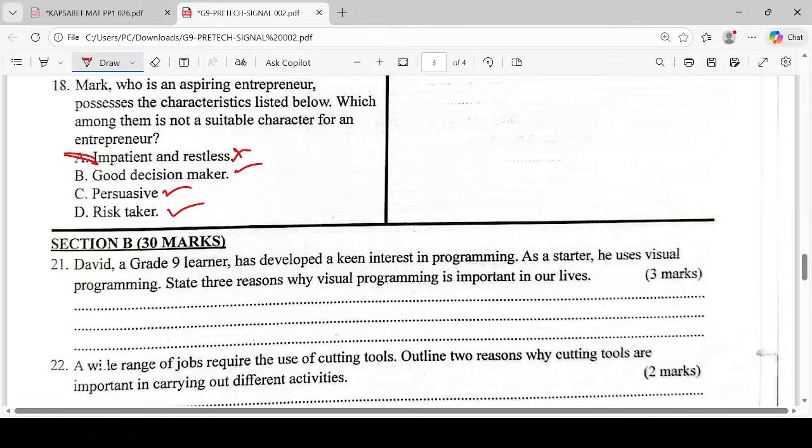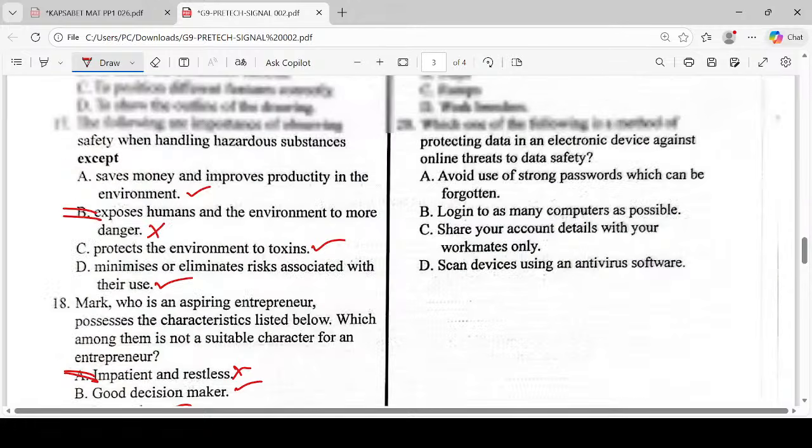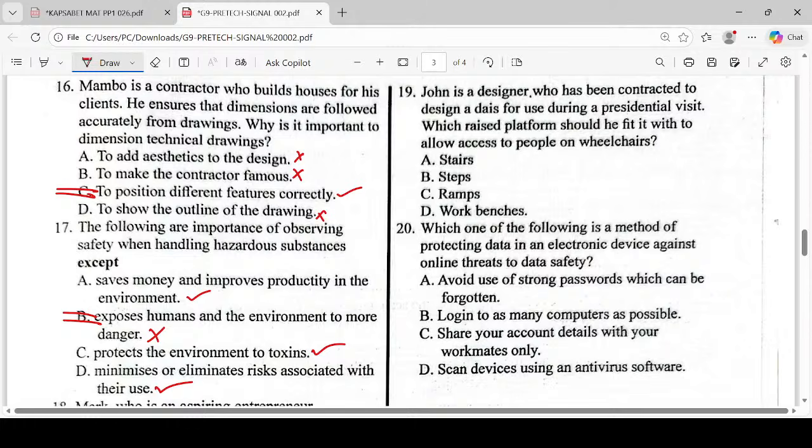Let us proceed to question number 19. John is a designer who has been contracted to design a dais for use during a presidential visit. Which raised platform should he fit with to allow access to people on wheelchairs? Very important, access to people on wheelchairs. This should be a ramp, which is choice C for cat.